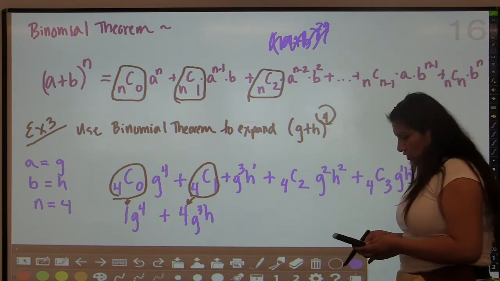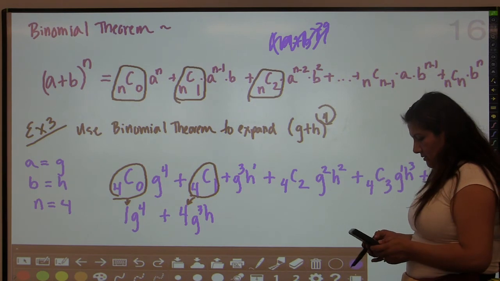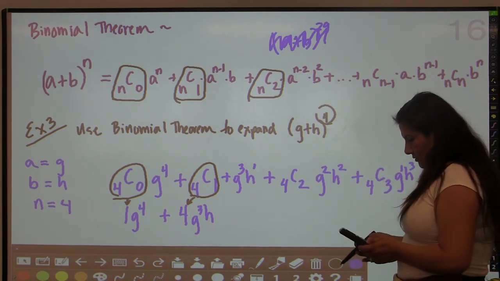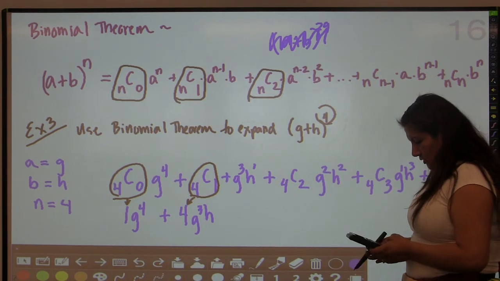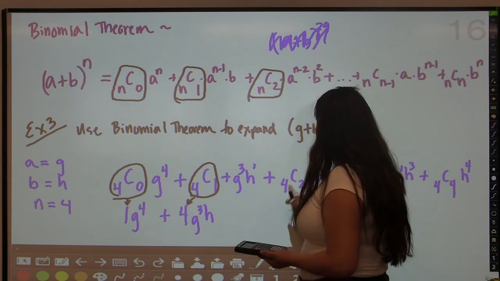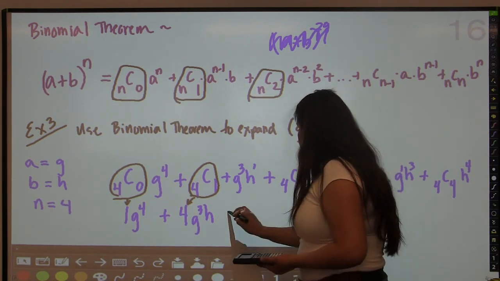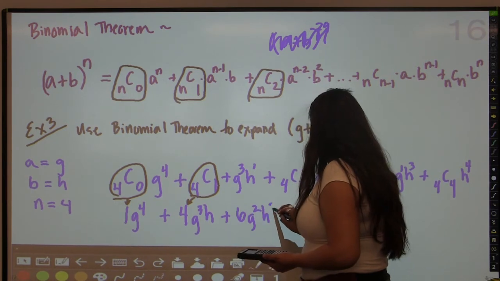So now we're going to go 4 choose 2. 4, math, choose 2, and I'm going to get 6. So 4 choose 2 is 6. So plus 6 g squared h squared.